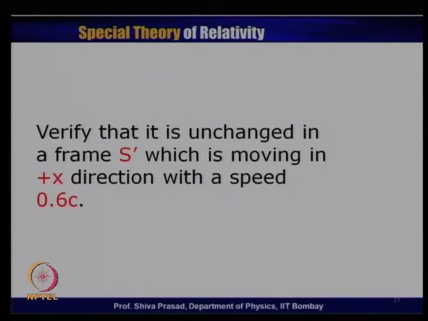Verify that it is unchanged in a frame S prime, which is moving in the plus x direction with a speed of 0.6 c. So, the second part is identical to the first part, where now the displacement is along the y direction and not along the x direction, and to find out that in this particular case also the time interval turns out to be the same if we calculate the proper time interval, not the time interval as seen by an observer, but the proper time interval, that will turn out to be the same.